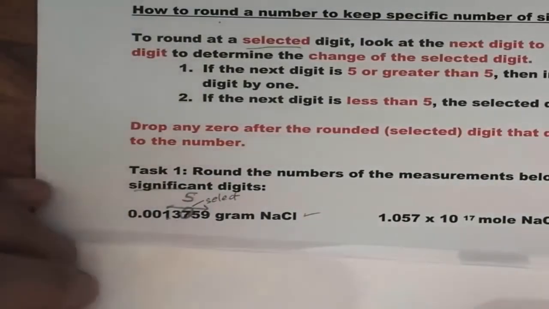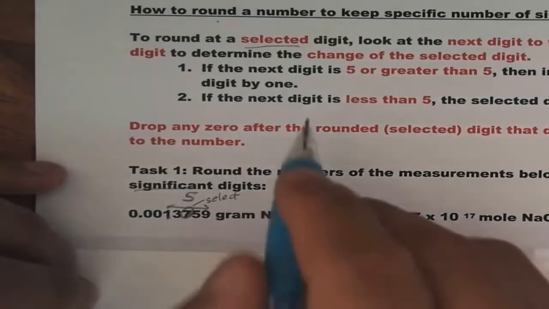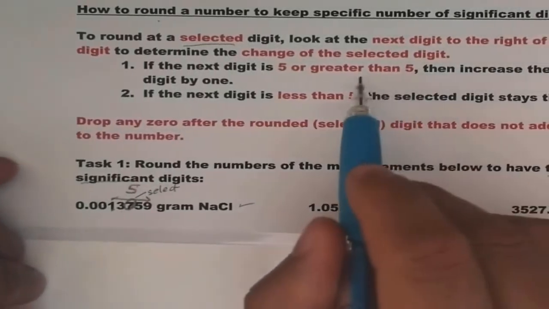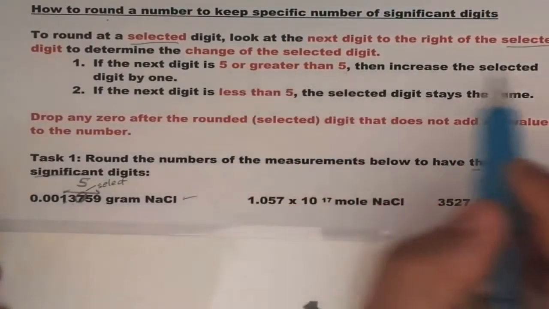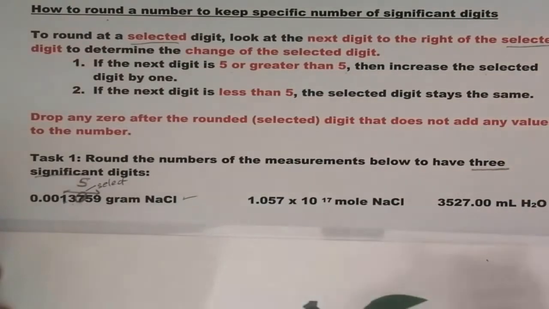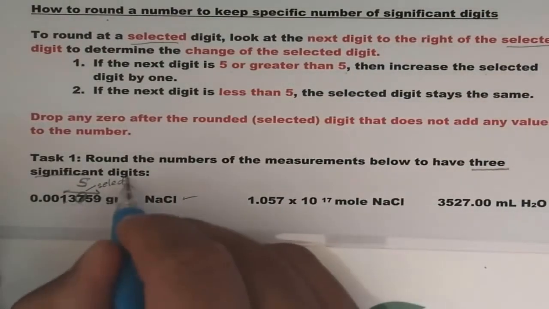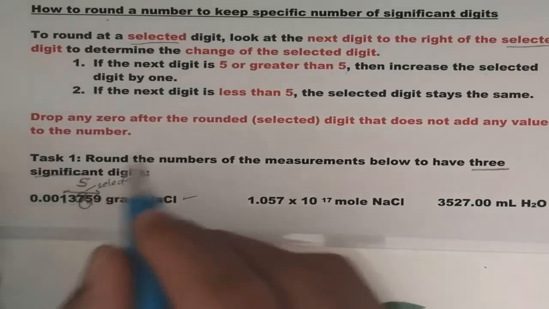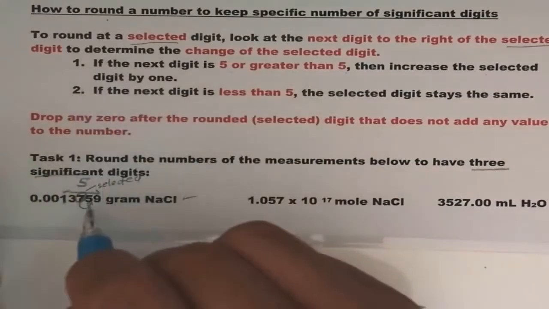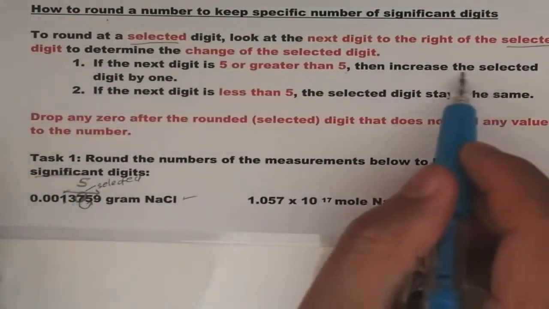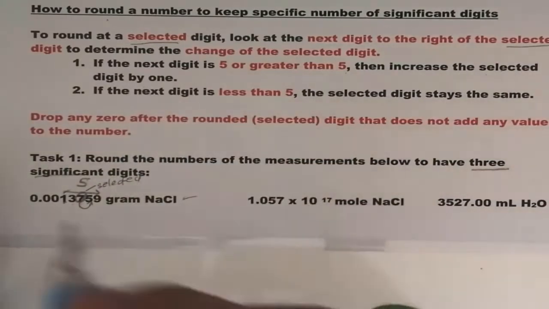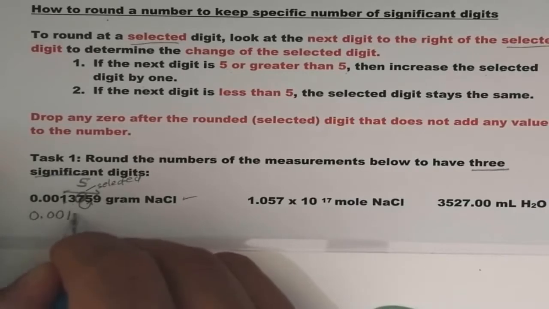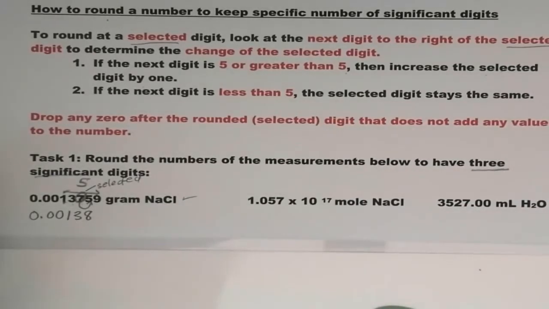Now let's go back to the rounding. So again, we look at the next digit of our selected digit, in this case 7. If the next digit is 5 or greater than 5, we increase the selected digit by 1. So in this case, this 7 right here is our selected digit, and we look at the next digit, which is 5. Since that is a 5, we're going to increase the selected digit by 1. So therefore, this 7 will become an 8. So we have 0.00138.